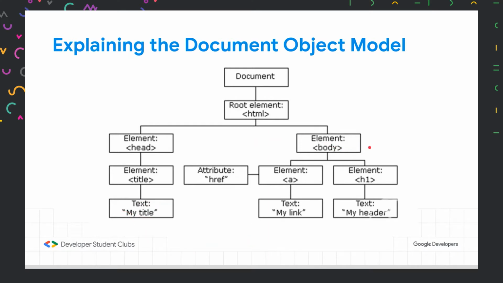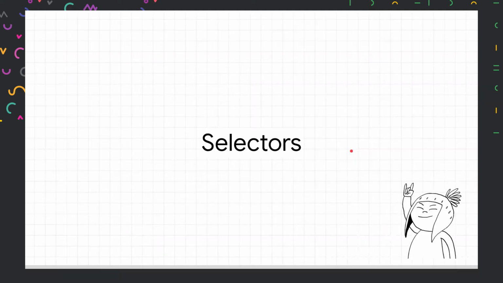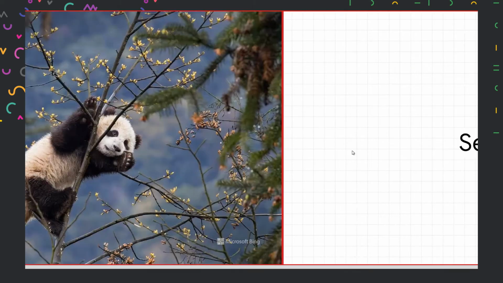Similarly, in body, we have an anchor tag which has some attribute called href. So this href contains the link which is the content of that anchor tag. So the text is my link over here. Similarly, we can have a heading tag as well, and the content inside the heading tag is my header. So, let me show this to you in our document itself.